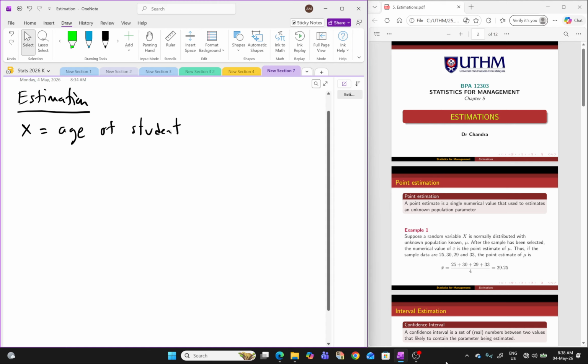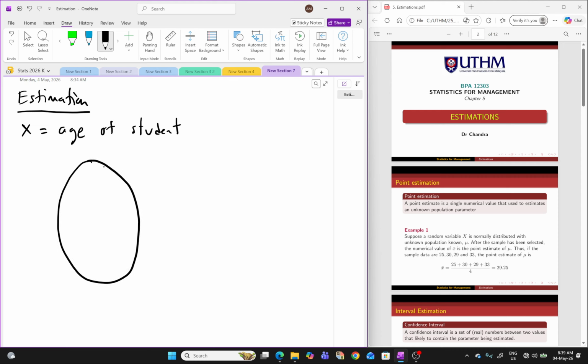Right? Let's say for chapter 5 here, estimation, we're going to start with X is the age of a student. So if I want to compute the age of a student, maybe a first year university student, for example, the age of a student for the whole Malaysia. Let's say this is Malaysia. This whole part is Malaysia.